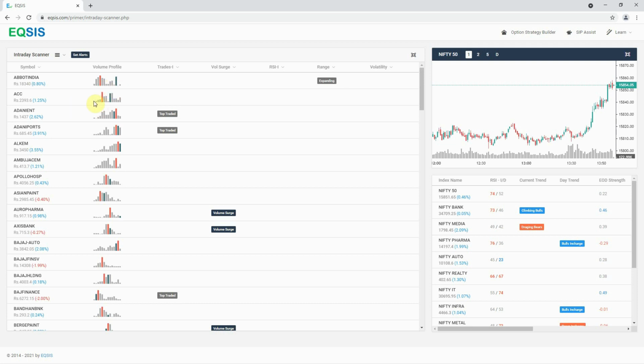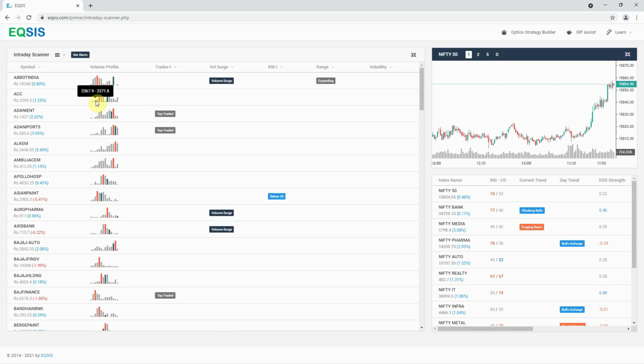As far as ACC is concerned, you can see this is about 67 to 71. Then 71 to 75, 75 to 79. So for every 4 rupees, what was the traded volume? You can easily see that, the volume profile right in front here.